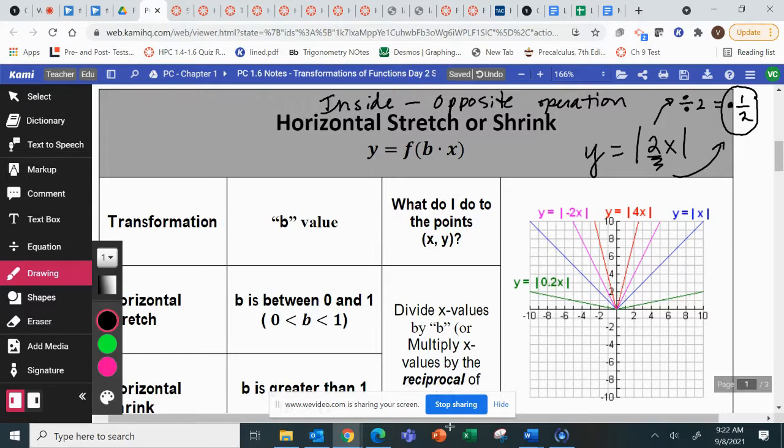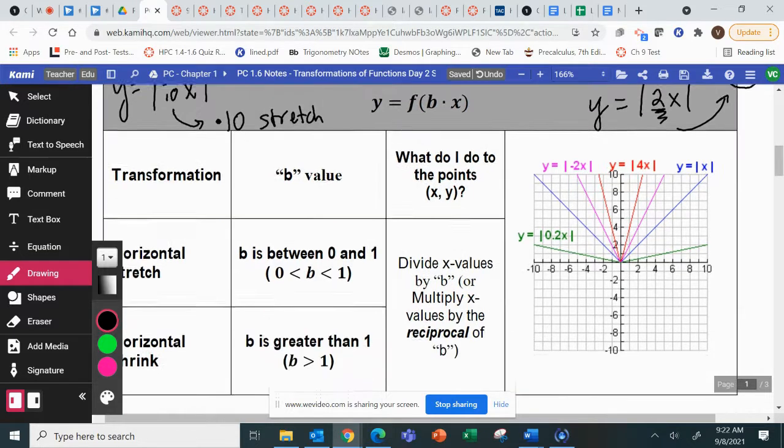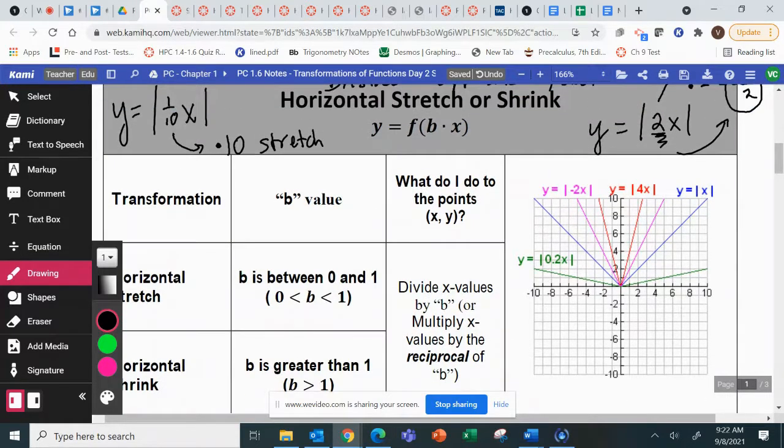Or let me give you another example, y equals absolute value of 1/10 x. If I multiply by the reciprocal of 1/10, that would be multiplying by 10. So that would be a stretch. Even though inside it's 1/10, it's opposite of what you think. So that's why it says if the b value is between 0 and 1, that's going to be a horizontal stretch. If it's greater than 1, it will be a horizontal shrink.